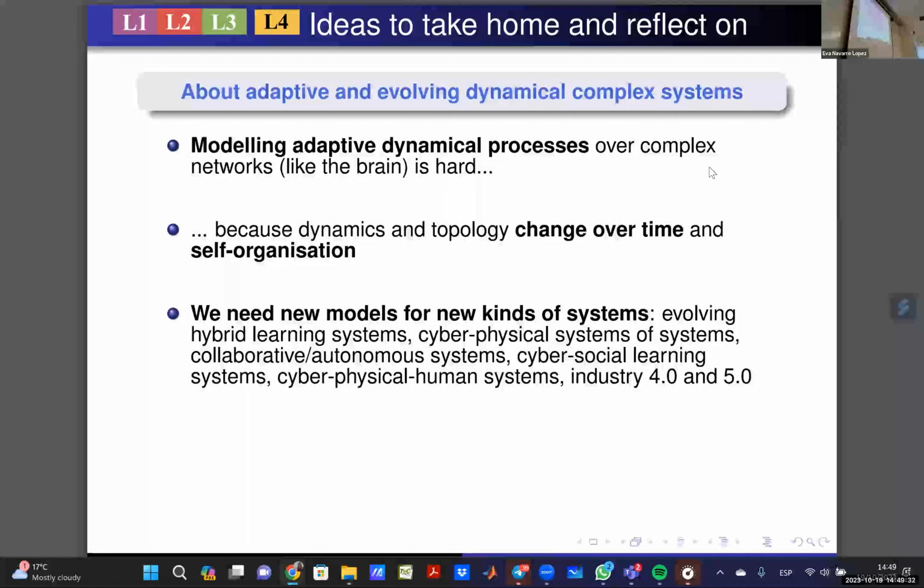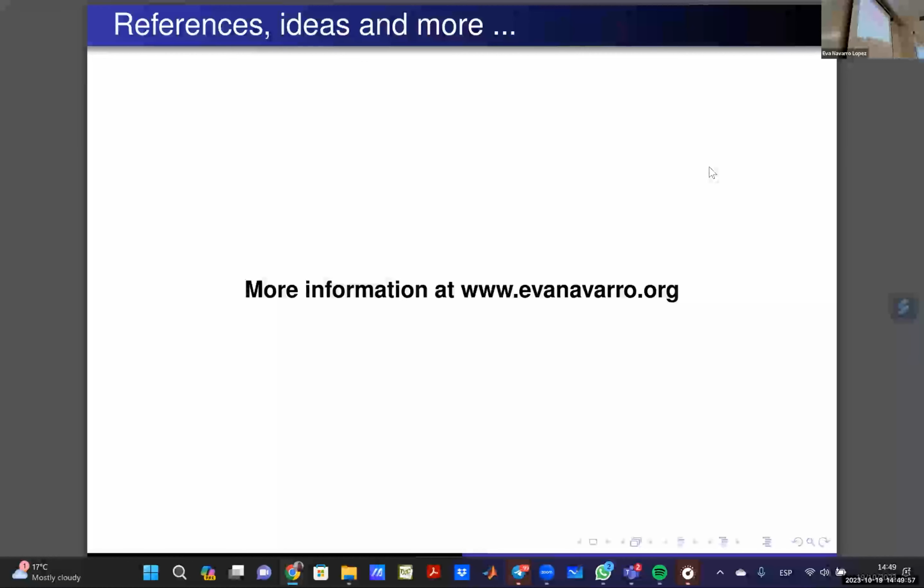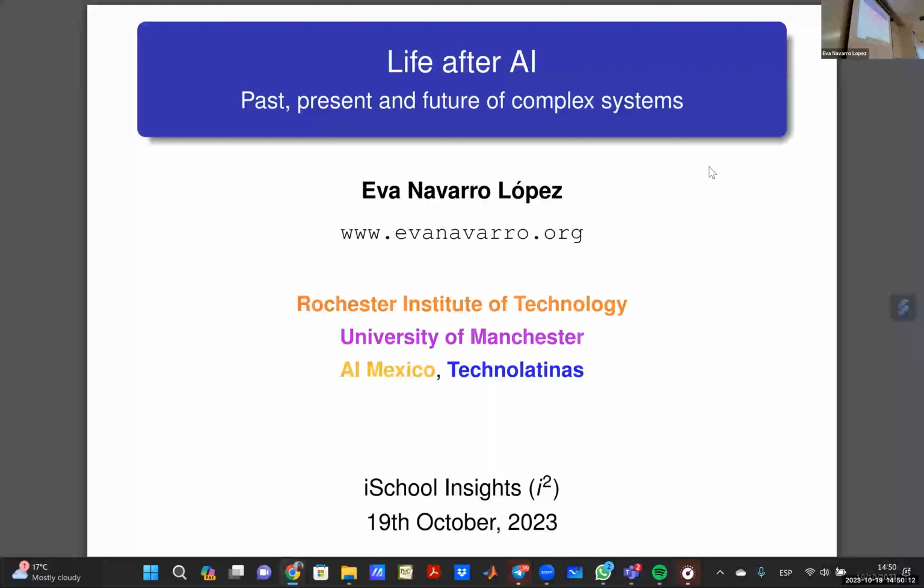At the end of the day, the conclusion is that we need to consider dynamics. And the most important thing is that it's a very multidisciplinary problem. So we need to mix control engineering, dynamical systems, computer science, logic, mathematics, artificial intelligence, data science, and everything that we have at our hands. So if you want to see more of the work that I have done, I have tried to summarize it in this reflection on the future, and you can go to my webpage. This is what I wanted to present today.